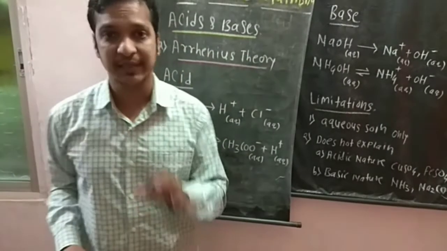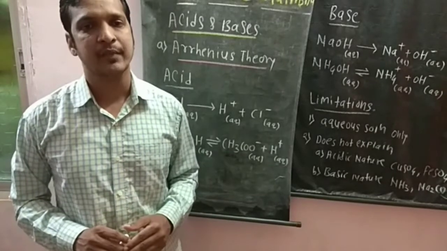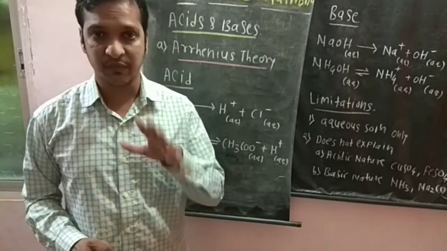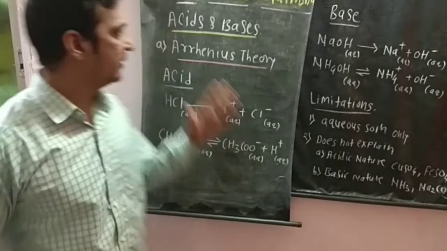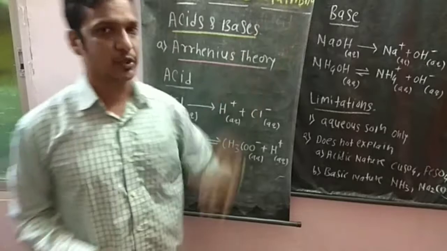There are three theories regarding acids and bases. Number one, Arrhenius theory. Second, Bronsted-Lowry theory, and the last one is Lewis theory. Firstly, we will understand the Arrhenius theory, and the definition of acid and the definition of base according to it.